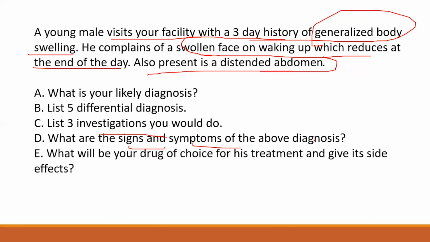What will be your drug of choice for his treatment, and give its side effect? So definitely there's too much fluid in this person. So what you want to do is to give a forceful diuretic. When I say a forceful diuretic, it will immediately take the fluid out of the system. The person will start peeing. So over here, we are looking at a loop diuretic. And to be specific, we'll be dealing with furosemide.